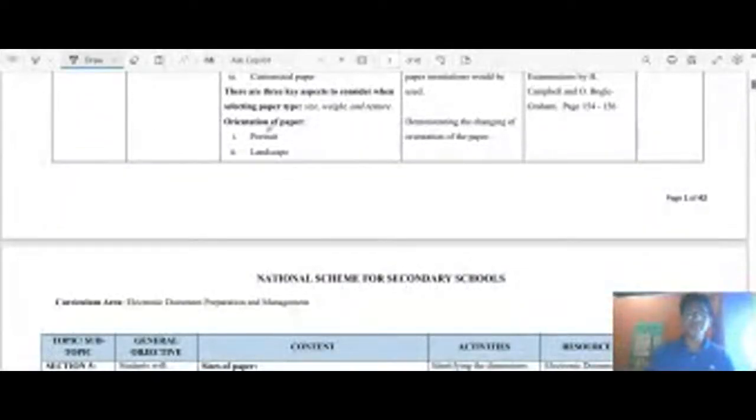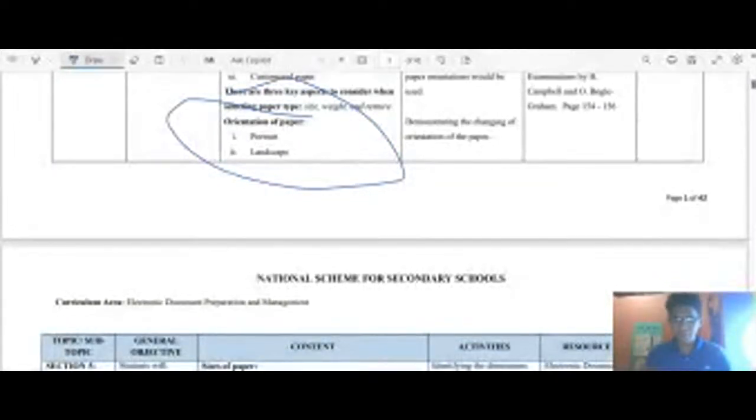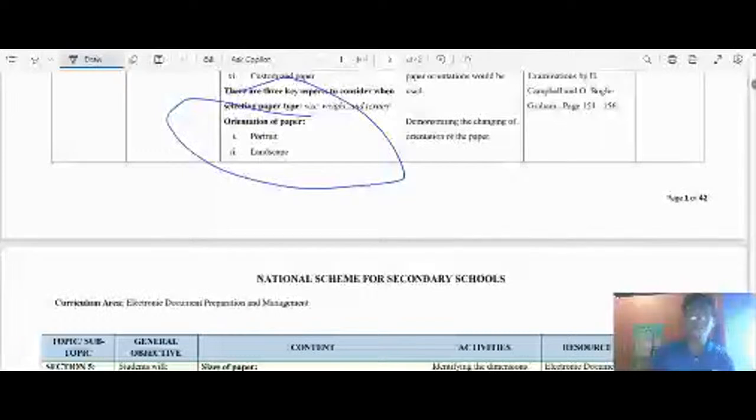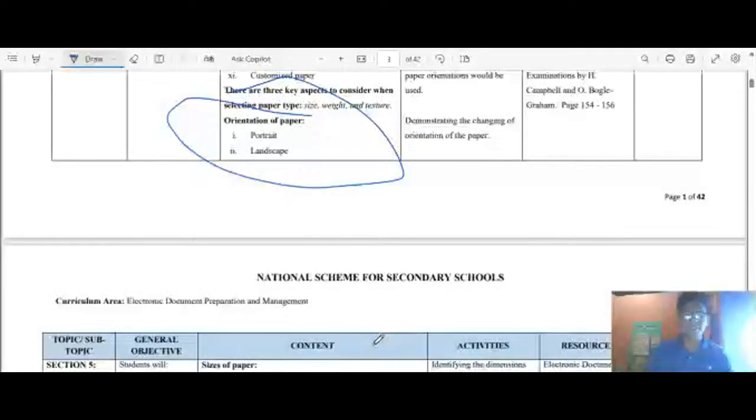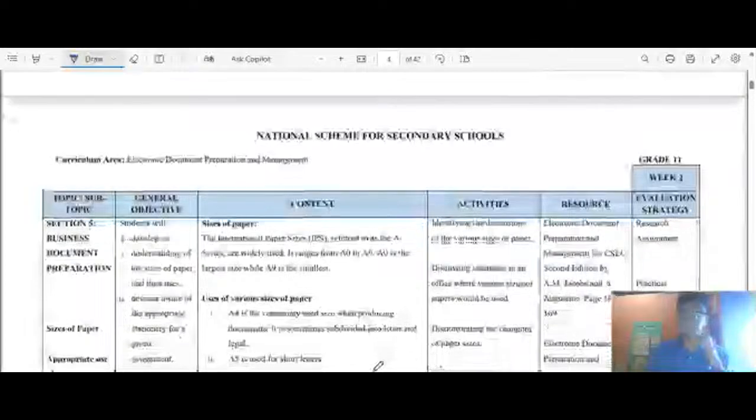So let me start off by looking into the orientations of paper, the different types of orientation for paper. Everyone out there, you could grab your pen, grab your coffee, and let's jump into this live stream right now. There are three key aspects to consider when selecting paper type: size, weight, and texture, which are the orientations of paper we're looking into. There is portrait, there's landscape, and there are different sizes of paper.